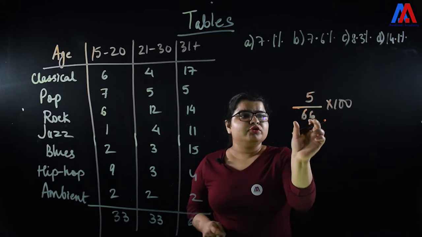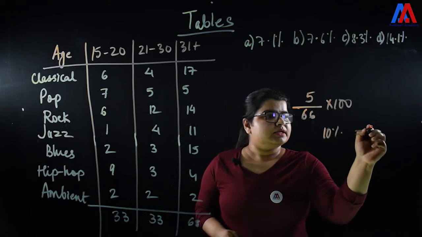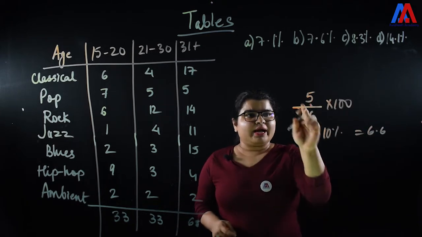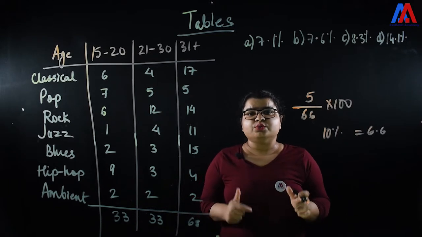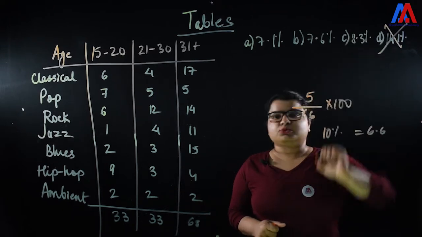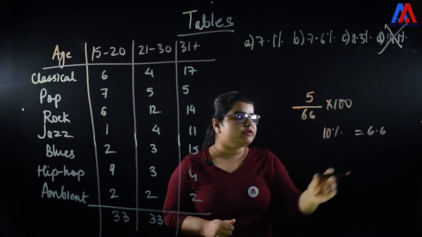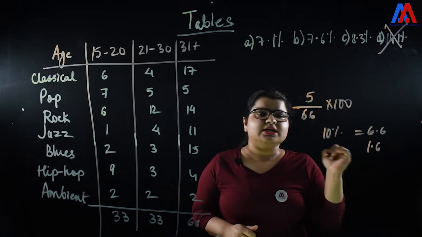Now here you notice that 10% of this would be 6.6, and the value 5 is less than this. Thus we can eliminate the options which are greater than 10. Thus, we eliminate this option. Now, moving on, we find that we are about 1.6 in surplus.